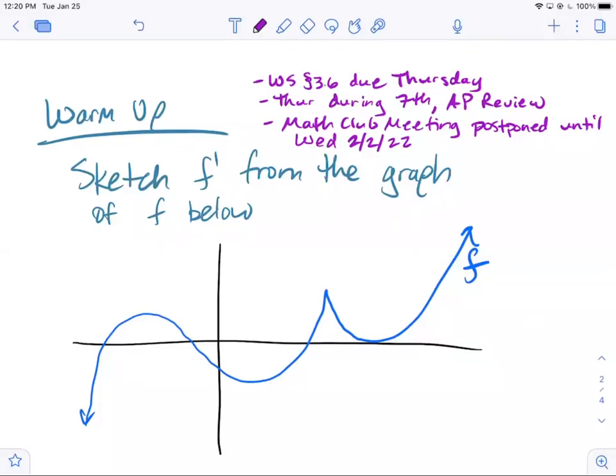Okay, so just for Brody who's not here, worksheet 3.6, we're done with the notes. We've covered enough. The worksheet I'll make due Thursday instead of tomorrow.